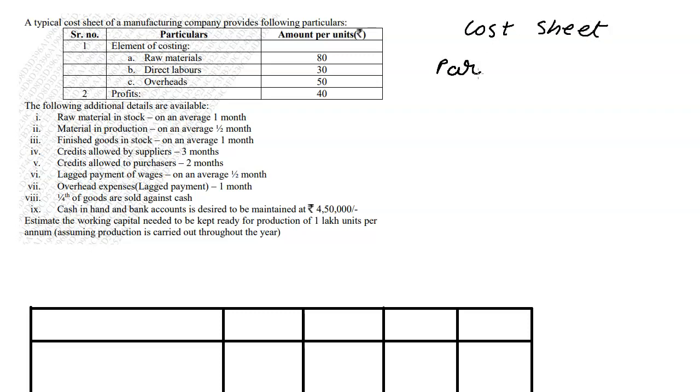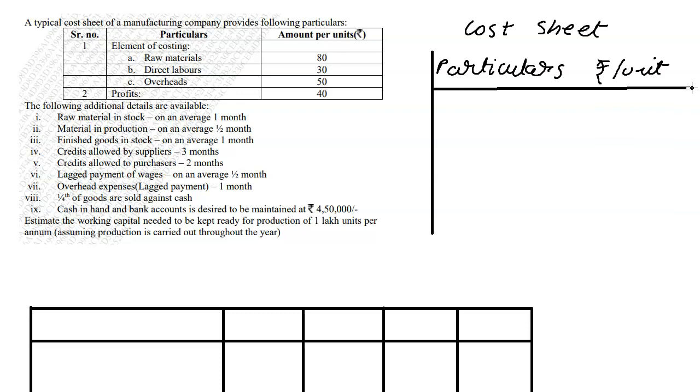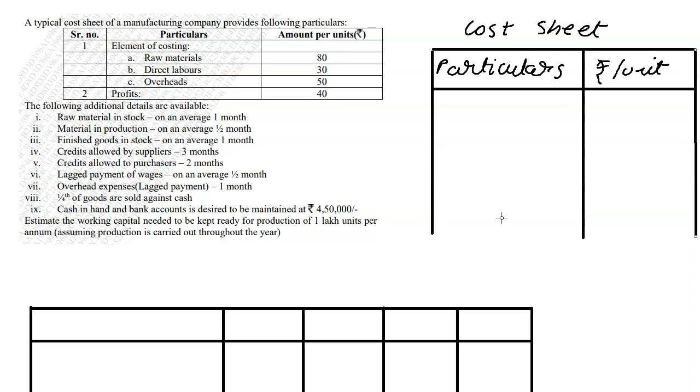So we have particulars and rupees per unit, right? And we should go ahead and build in order to find out the per unit items to put into the table below. Okay, I already have a separate video discussing the format of the working capital table, okay, for doing such a sum. Please refer to that in case you get confused by what you see here.